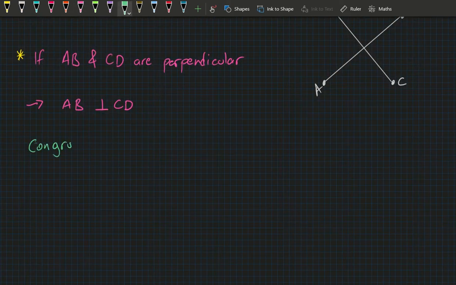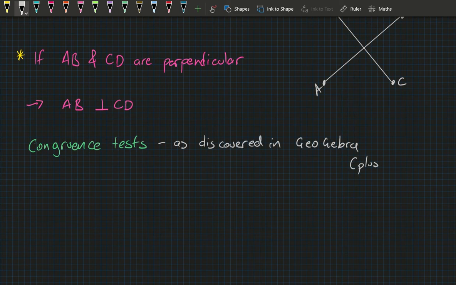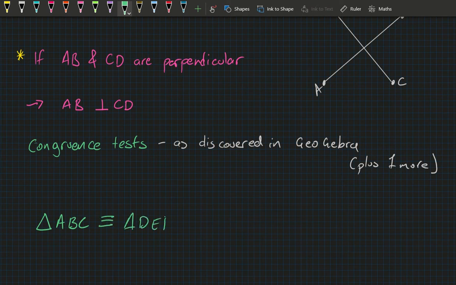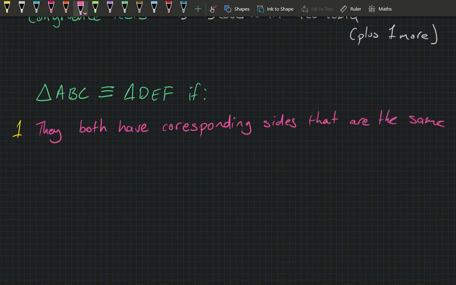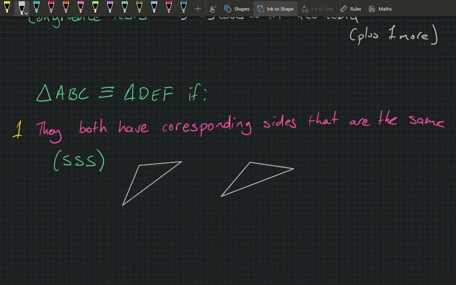Alright, and now let's write the test for congruence we discovered in GeoGebra and one more. The triangle ABC is congruent to DEF if 1. They both have corresponding sides that are the same. And we call that rule SSS. And let me draw a picture of that, with this triangle being ABC and this one being DEF. This side length corresponding to this side length, and this side length corresponding to this side length, and this side length corresponding to this side length. With all three sides being the same, we have a congruent triangle.